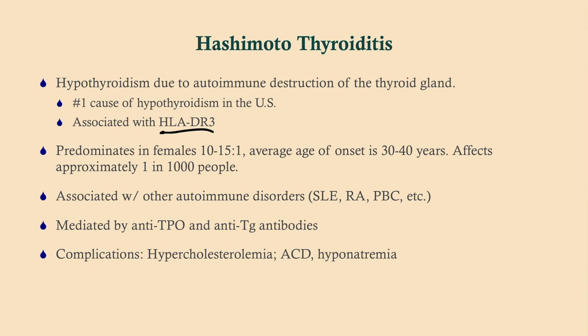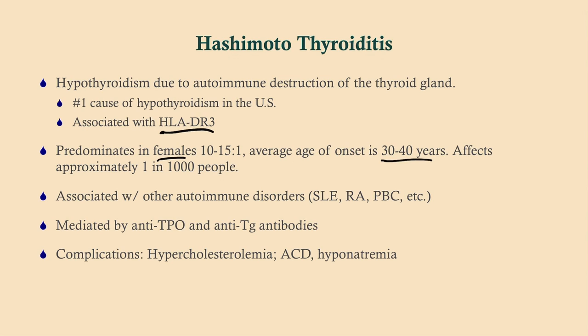You got to know that for Step 1. It predominates in females like most autoimmune disorders, about 10 to 15 to every one male patient. Average onset is 30 to 40 years. Again, autoimmune disorders tend to show up in younger women. And it affects approximately 1 in 1,000 people, so very common.